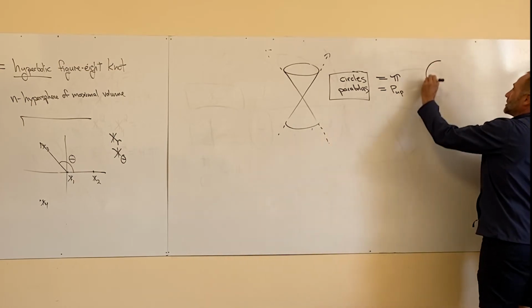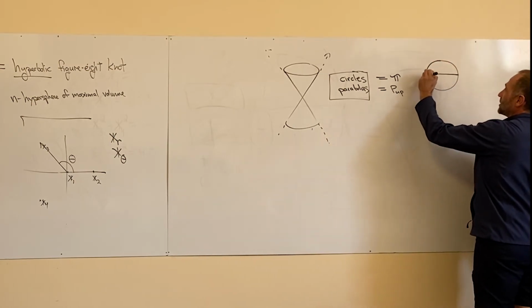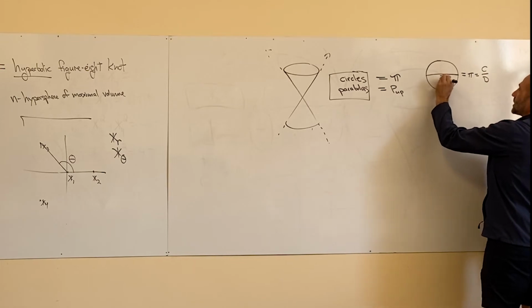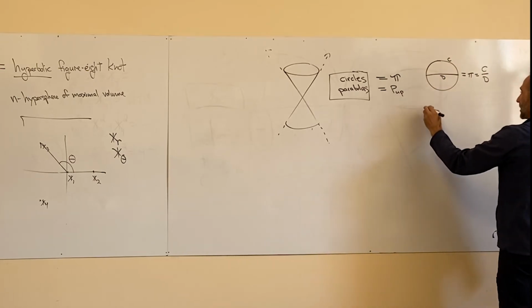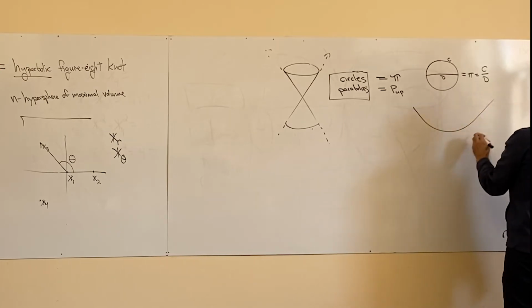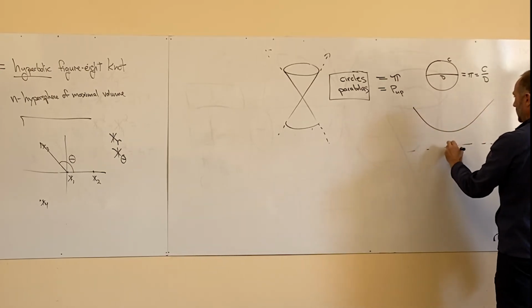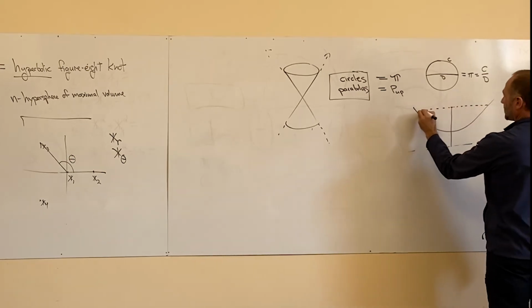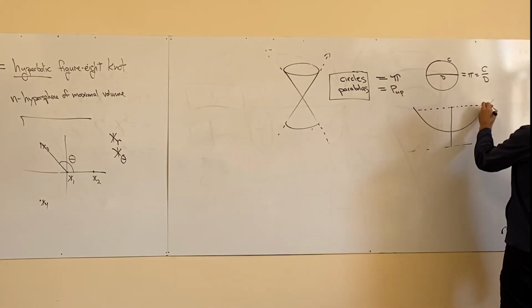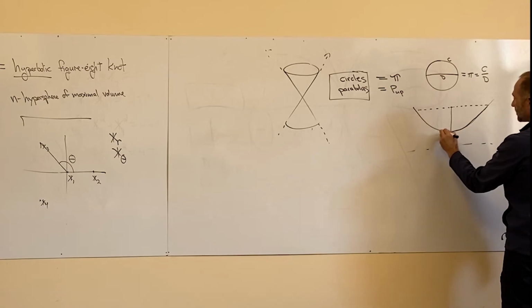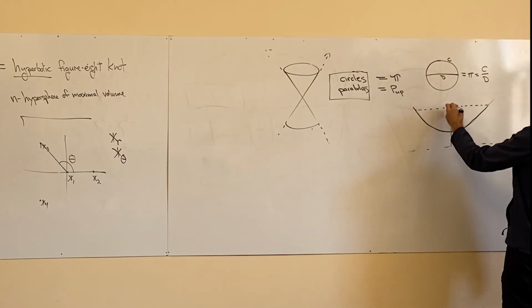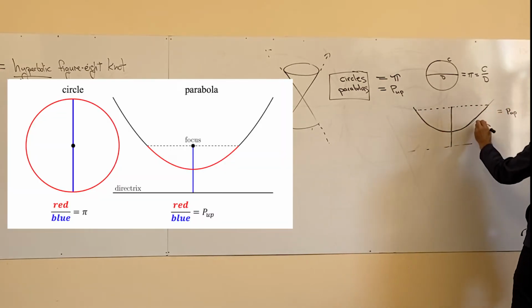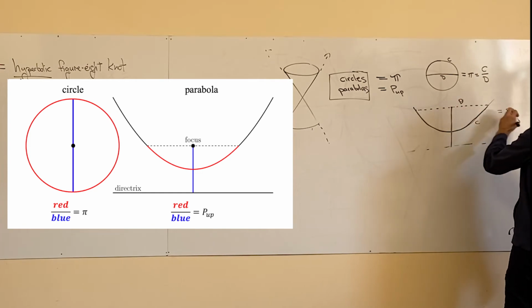The circle, the circumference divided by its diameter equals pi. And the parabola has a distance from the vertex right to its focus, and the distance from here to here divided by the distance from here to here is always equal to the parabola's universal parameter.